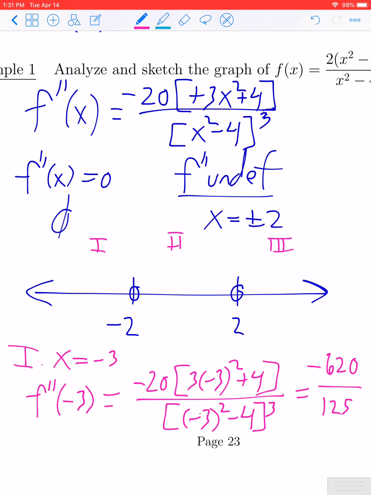So in the first region, we see that the second derivative is less than 0. And when the second derivative is less than 0, that means the graph is going to be concave down. So it's concave down in region 1.